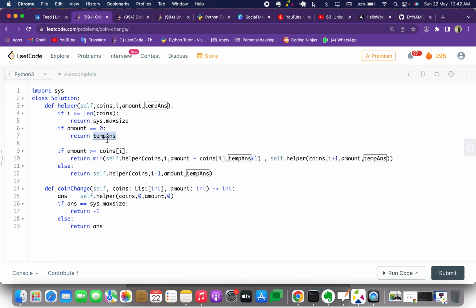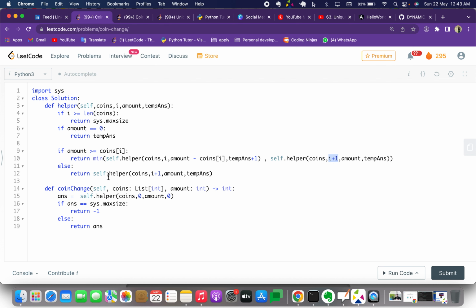And there are two cases. First is the happy case, the other is the unhappy case. In the happy case, we have i as a coin, and we can consider this coin, and if we consider this coin, it means our amount is reduced, right? And we also add one denomination, right? And the other is not considered. In that case, if we do not consider it, the amount should be the same, and also the denomination is the same, but the only thing that changes is we move to the next coin, right?